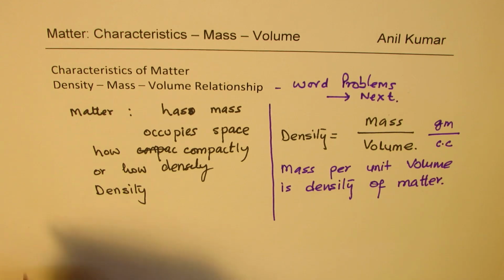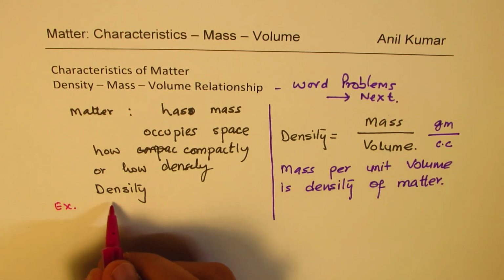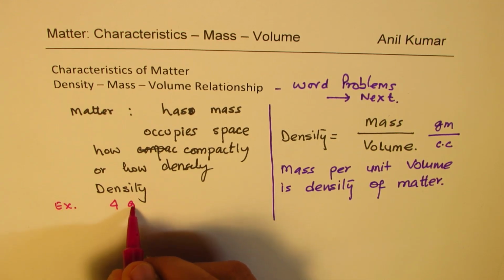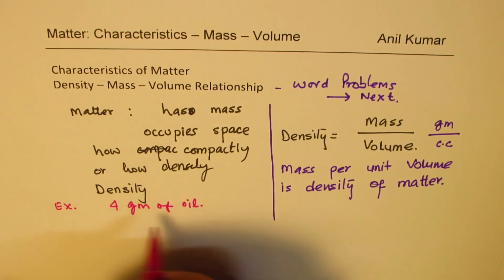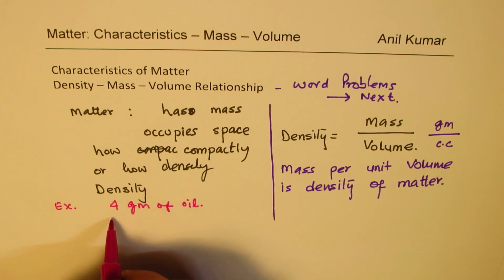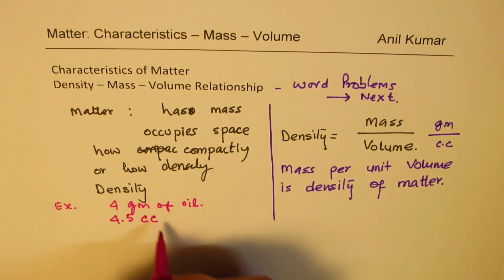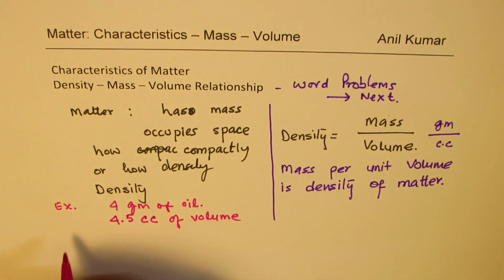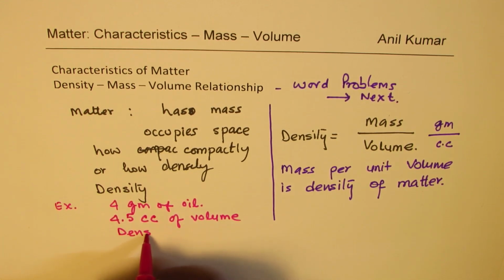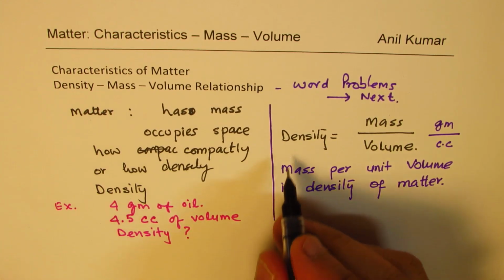We'll just take one example here to end the video. Example is, let's say we have 4 grams of oil, some variety, right? And it occupies a volume which is, let's say, 4.5 cc, centimeter cube, right? Then you need to find what is the density, right?